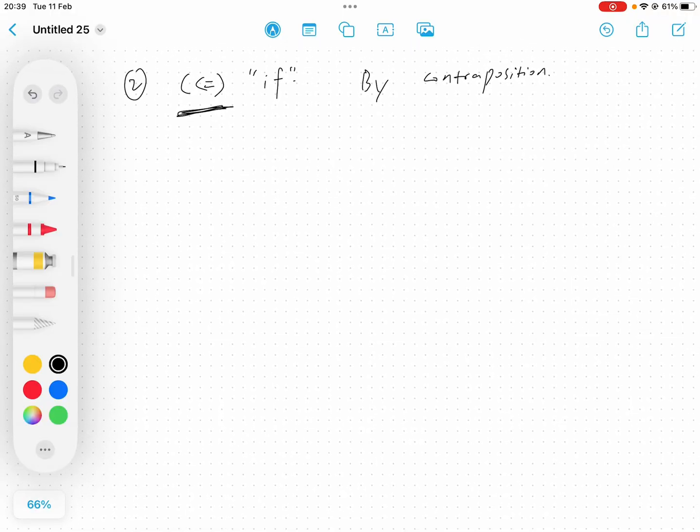Okay, good. So now let's start. So suppose S is not closed. But do not be confused by two very similar things. Not closed is not exactly the same as open, right?